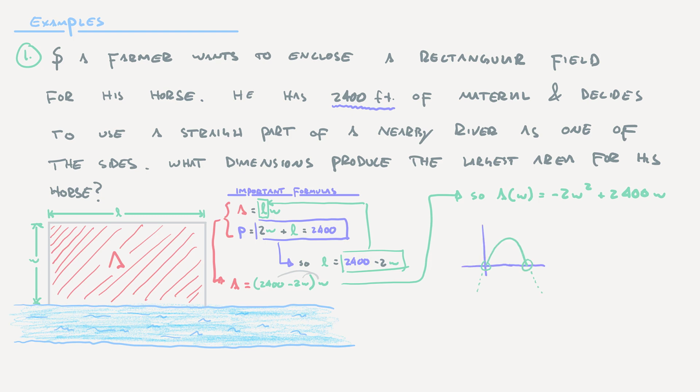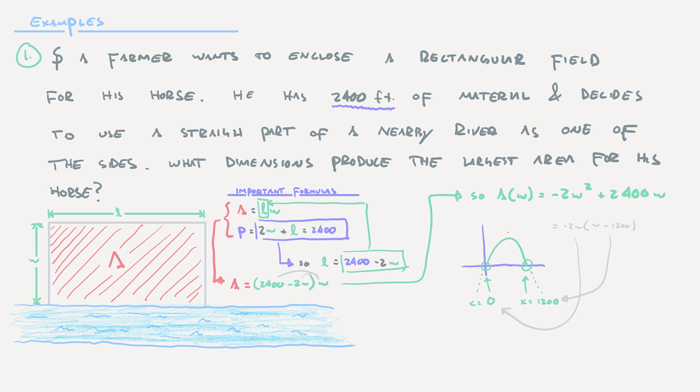It's going to look something like this. It's opening down because its leading coefficient is negative, and it has one vertex, as most parabolas do. Really, all parabolas have just one vertex. Anyway. Now, I did actually solve for the x-intercepts of this parabola because I wanted to establish myself a domain for where this makes sense.